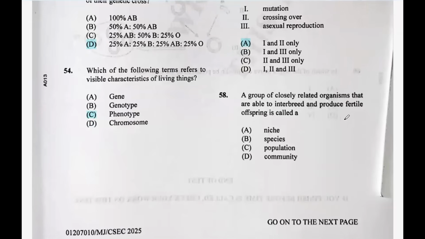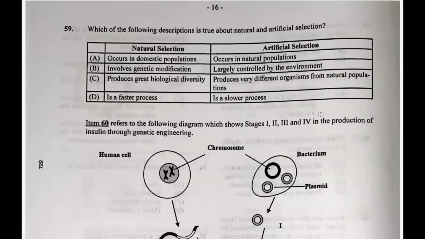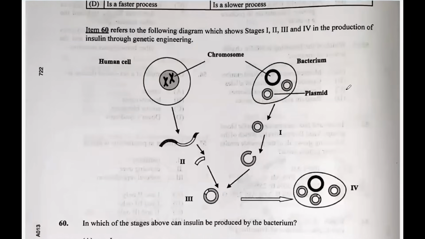58. A group of closely related organisms that are able to interbreed and produce fertile offspring is called a species. 59. Which of the following descriptions is true about natural and artificial selection? So we have to go through and pick which are correct. Occurs in domestic. No. C, produces great biological diversity for natural selection, and for artificial selection, produces very different organisms from natural populations. That is the answer.